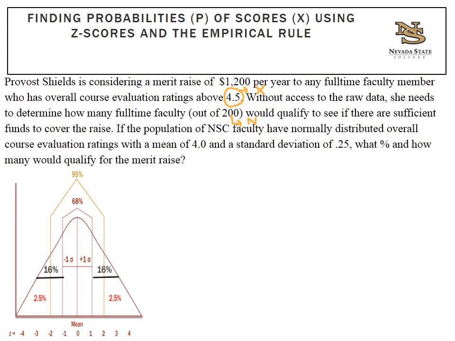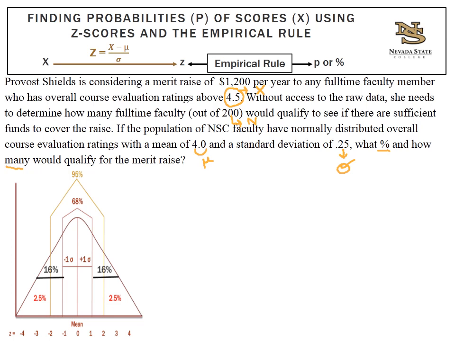would qualify to see if there are sufficient funds to cover the raise. If the population of NSC faculty have normally distributed overall course evaluation ratings with a mean of 4.0, right, population of NSC faculty, here's their mean, that's a mu, and a standard deviation, population standard deviation of 0.25, what percentage and how many would qualify for the raise? So after we figure out the percentage, we're going to convert that into how many based on this population size up here.